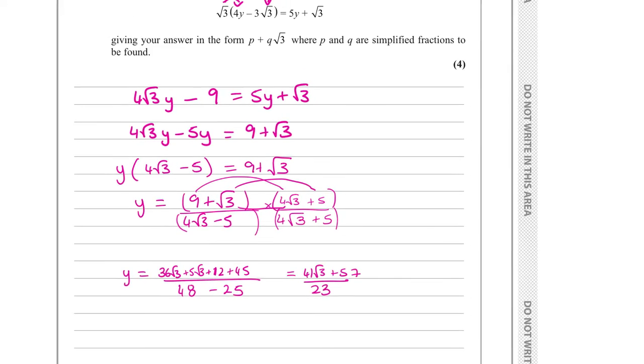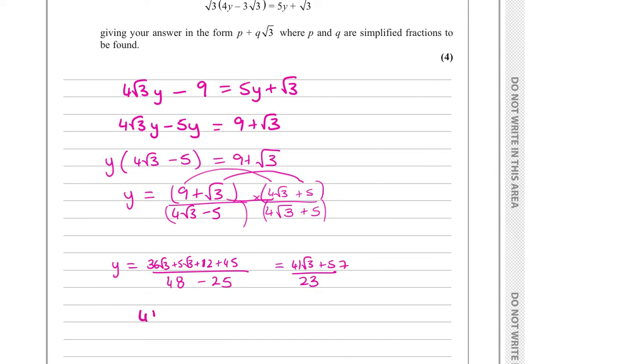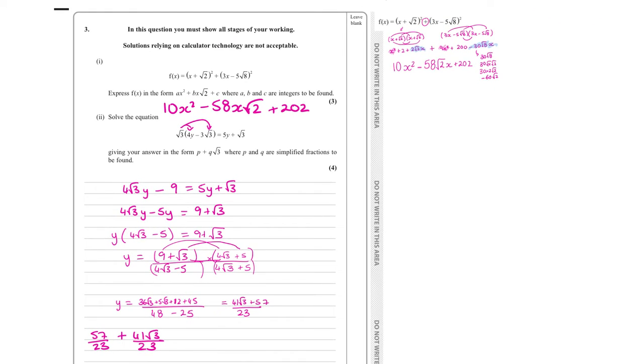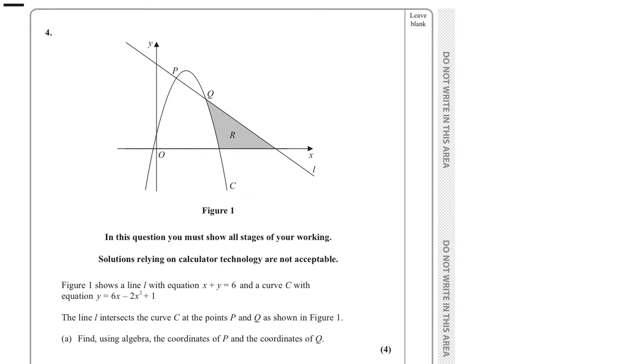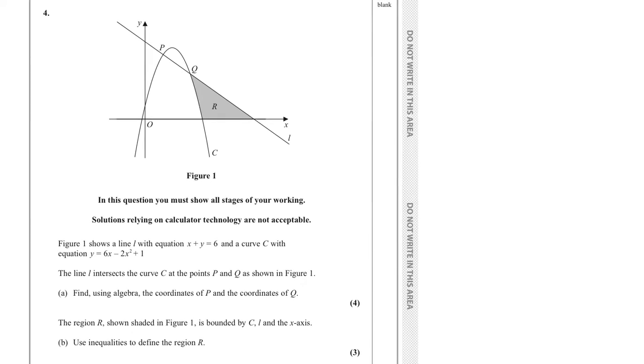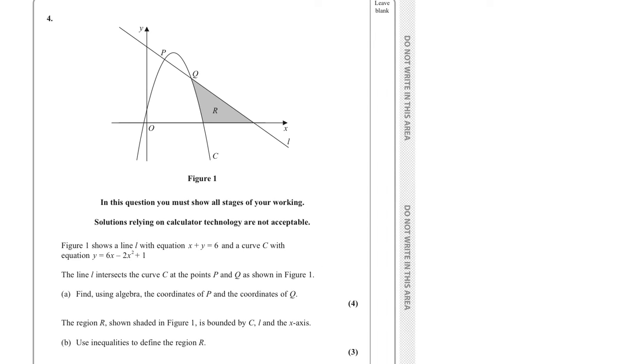So then I'm going to have 41 root 3 over 23, 57 over 23 added together. Okay, so it doesn't look as pretty. However, it is correct. So there's 7 marks. Make sure you show every step of your working. Okay, question 4. Right, so you must show all stages of your working. Again, no calculator solutions allowed.